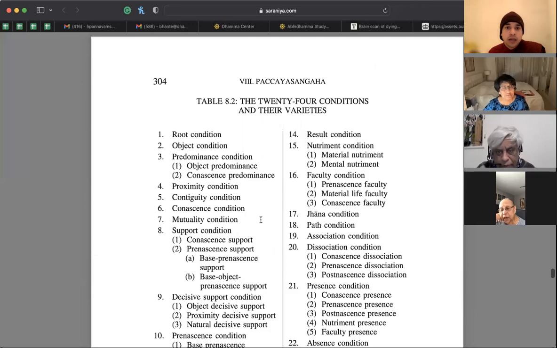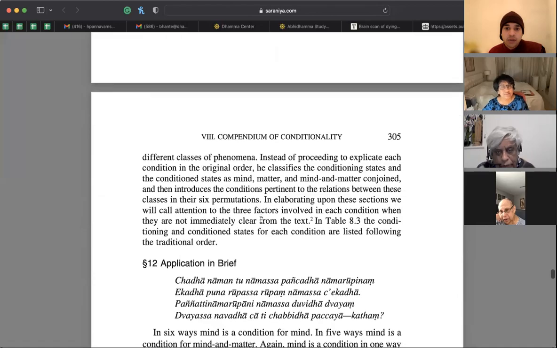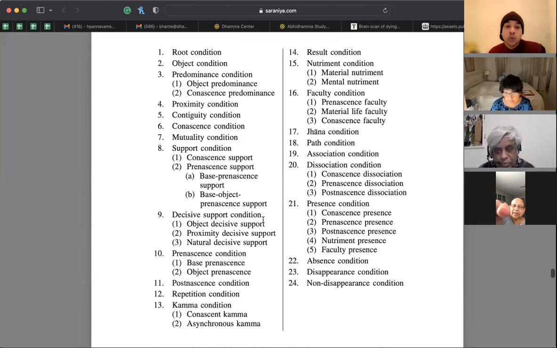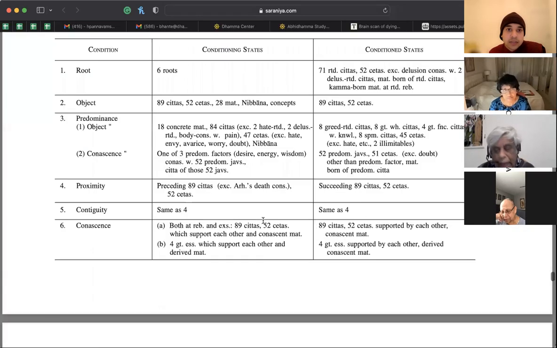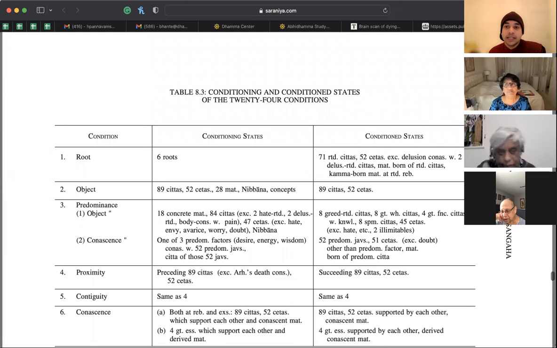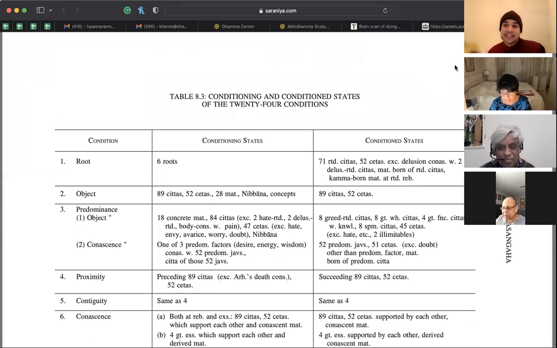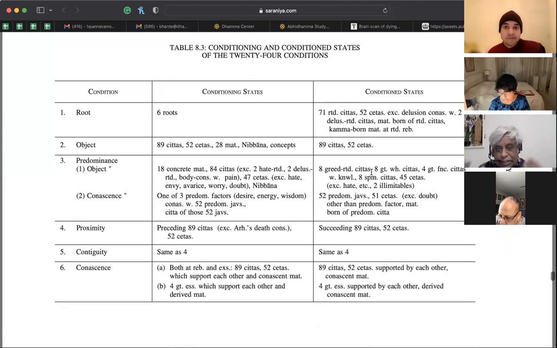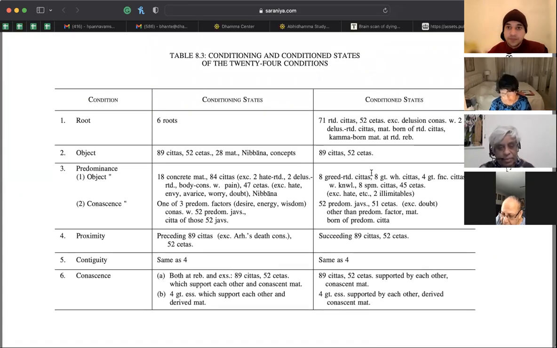2.2. Now, if you go to the previous table, 8.2. Actually, here, table 8.3. Okay. Yes, of course. Thank you, Damsari. I missed the 3 and 2. Yes. Right. So then you can see conditioning states and conditioned states very clearly. All right.